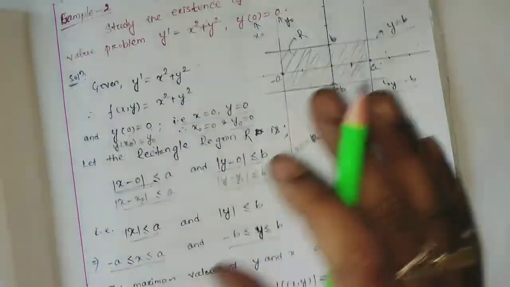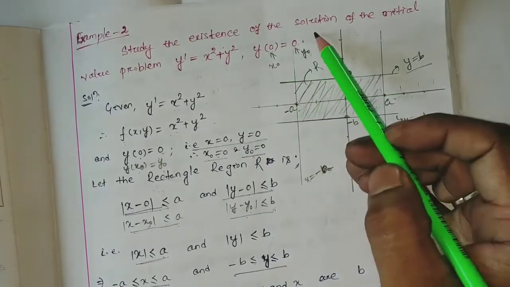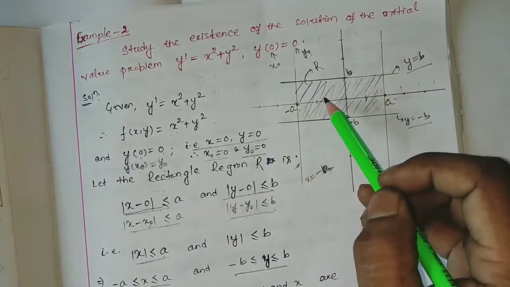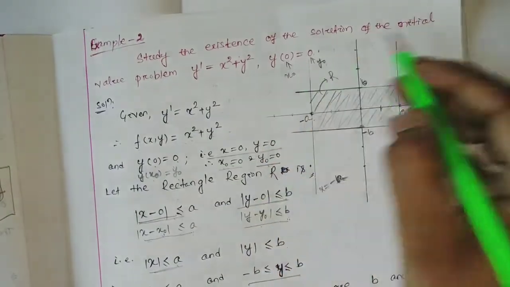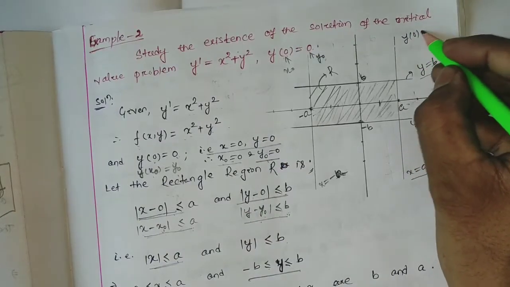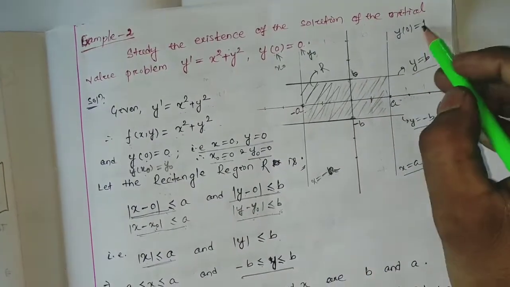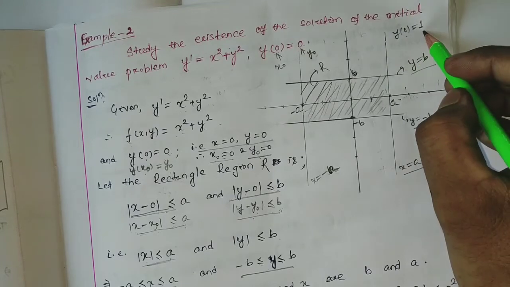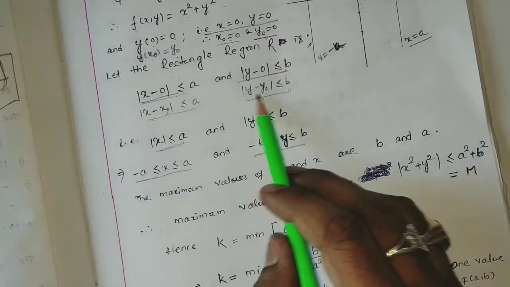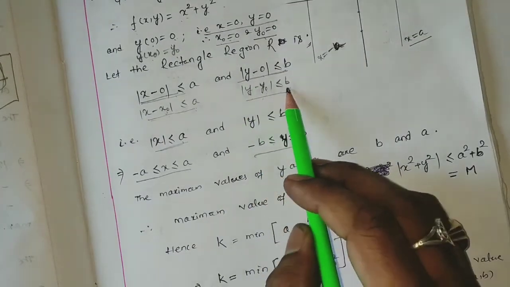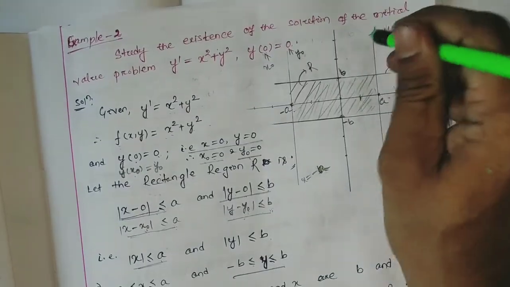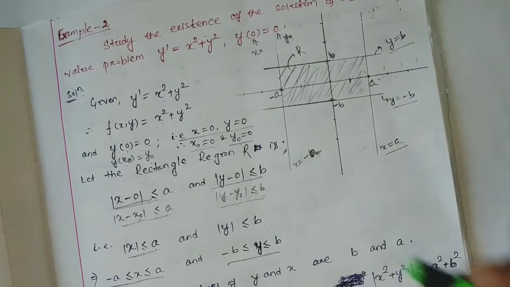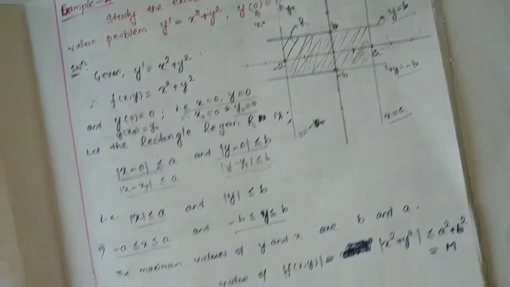Okay, so remember that if the question does not give any information regarding the region, you have to define it like this. Suppose it has been given that y0 equal to 1. That means x0 equal to 0, y0 equal to 1. So here you have to consider |y - 1| ≤ b, right? Like that you have to consider the rectangular region.